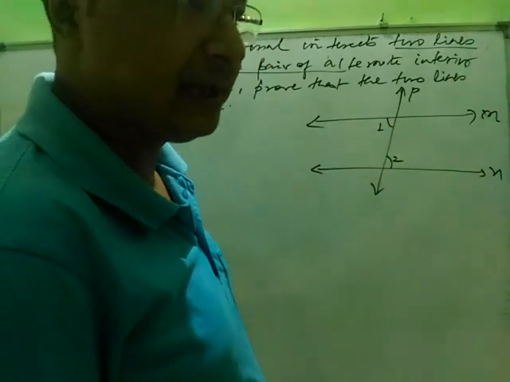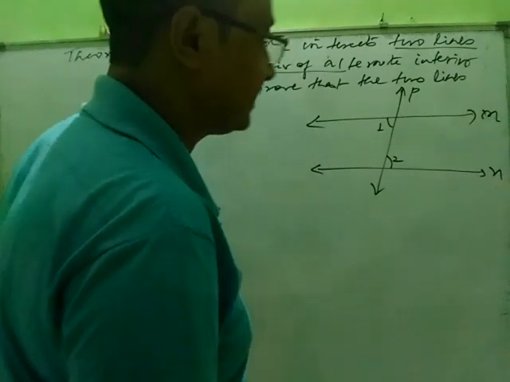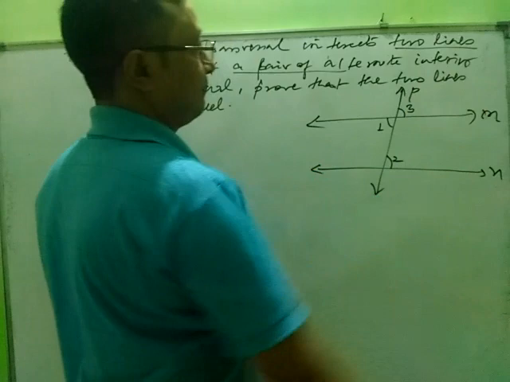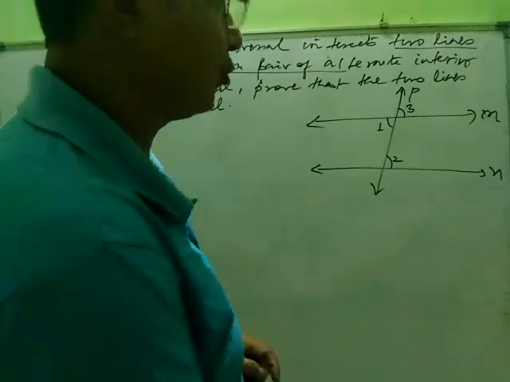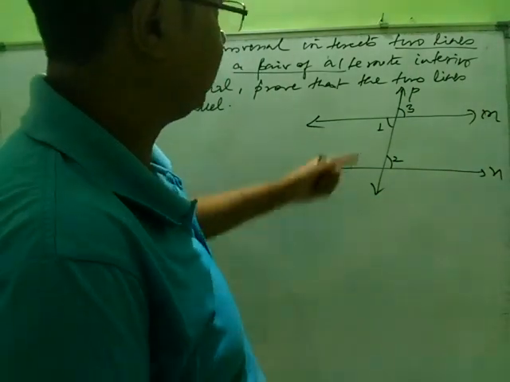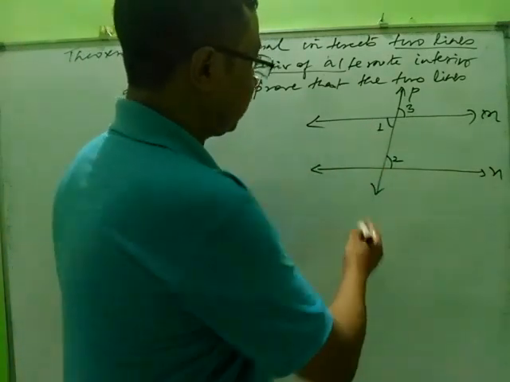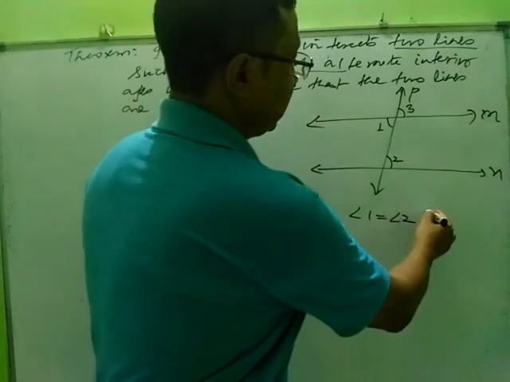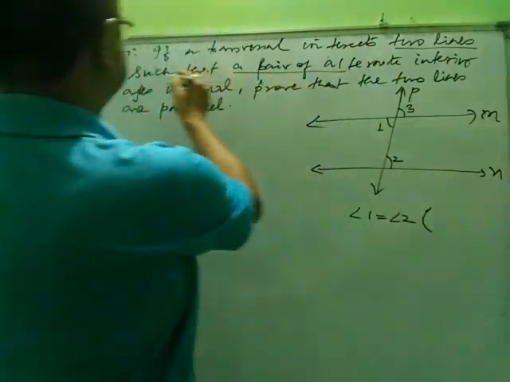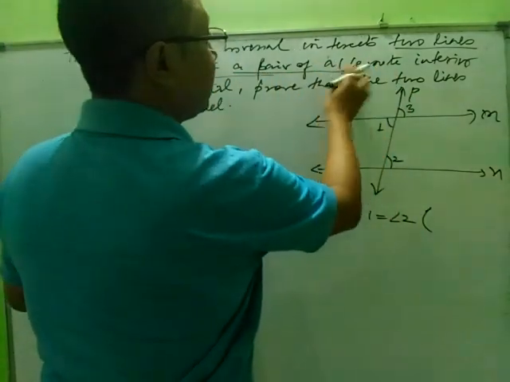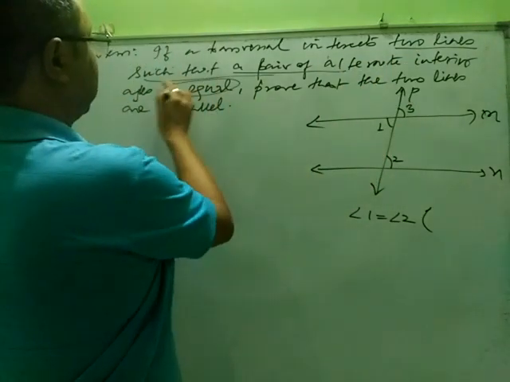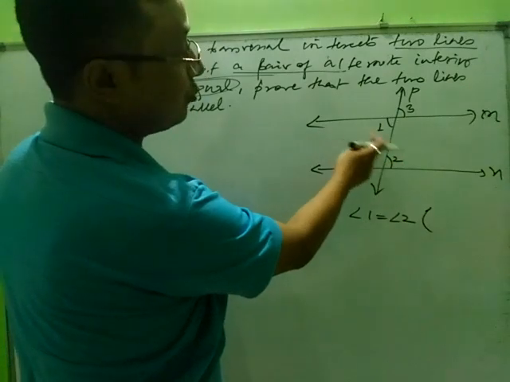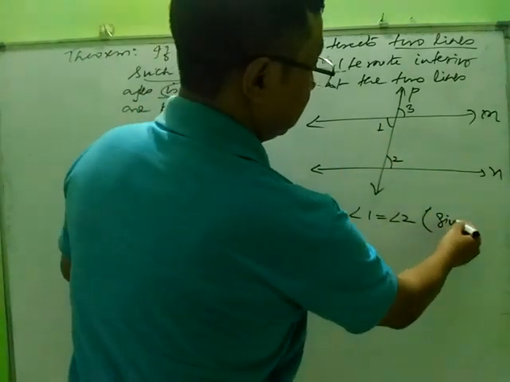Now, there are so many ways of doing this. You can do it the easiest way. Let us take this as angle 3. Here, angle 1 equals angle 2, so it is given. Such that a pair of alternate interior angles is equal, so it is given. This is one pair, so it is given.